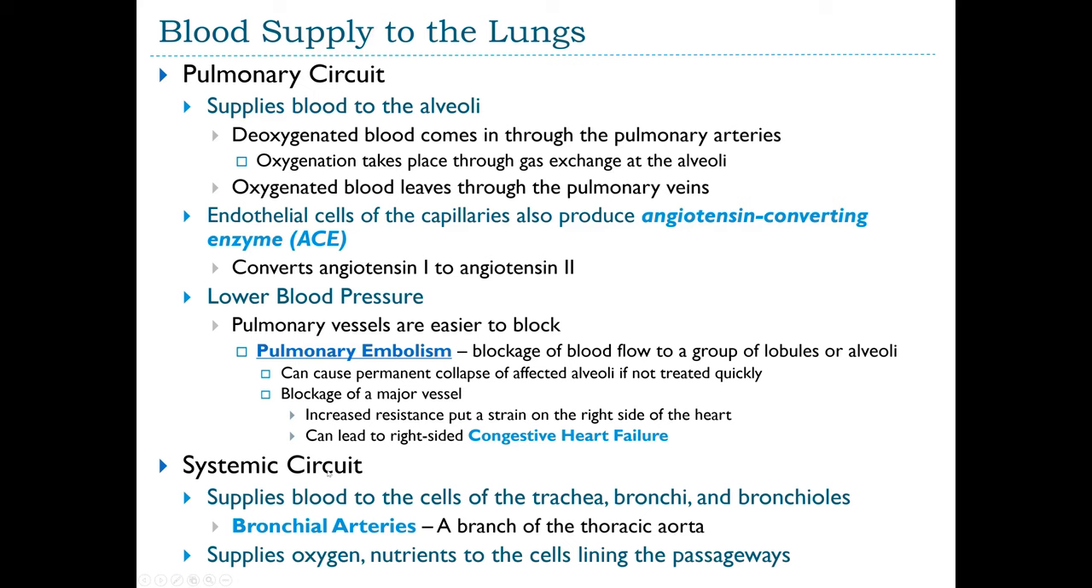So the systemic circuit is supplying oxygen and nutrients to the cells that are lining the passageway. So think of the cells that are lining the trachea, the bronchi, and the bronchioles. And we talked about all of those little mucus glands and mucus cells. They're going to need a blood supply. So the systemic circuit is doing its normal job of supplying oxygen and nutrients to cells. The focus of the pulmonary circuit is to just get blood to the alveoli so it can be oxygenated.